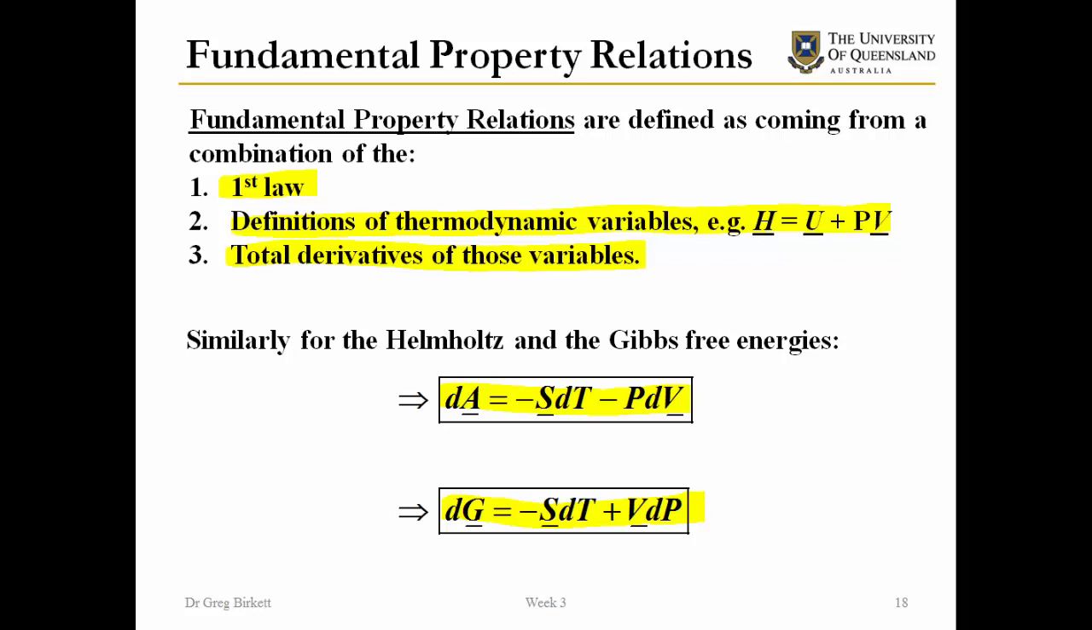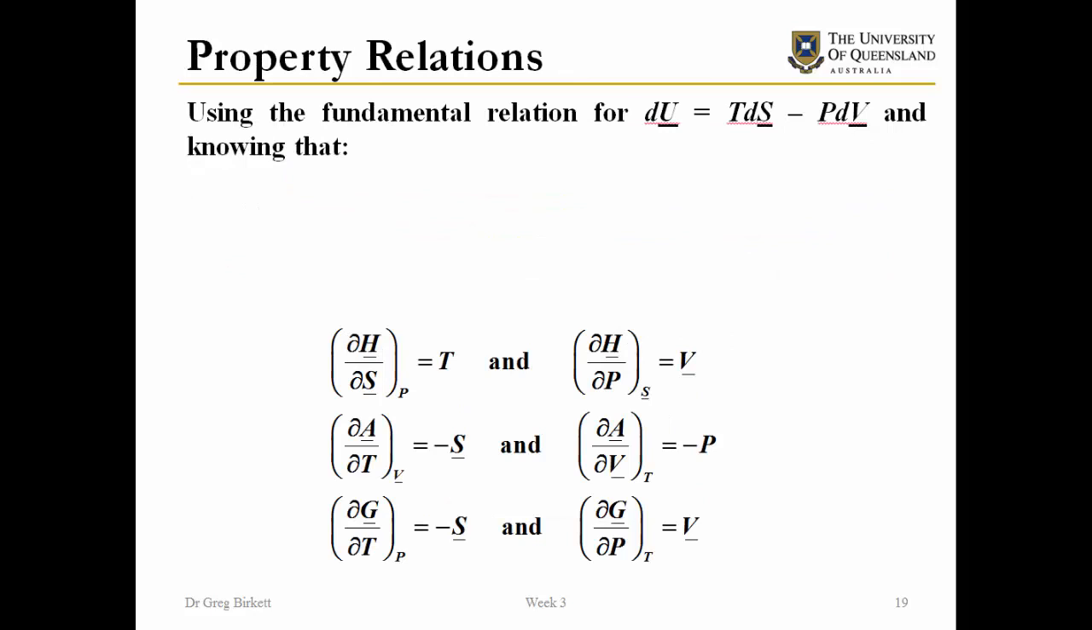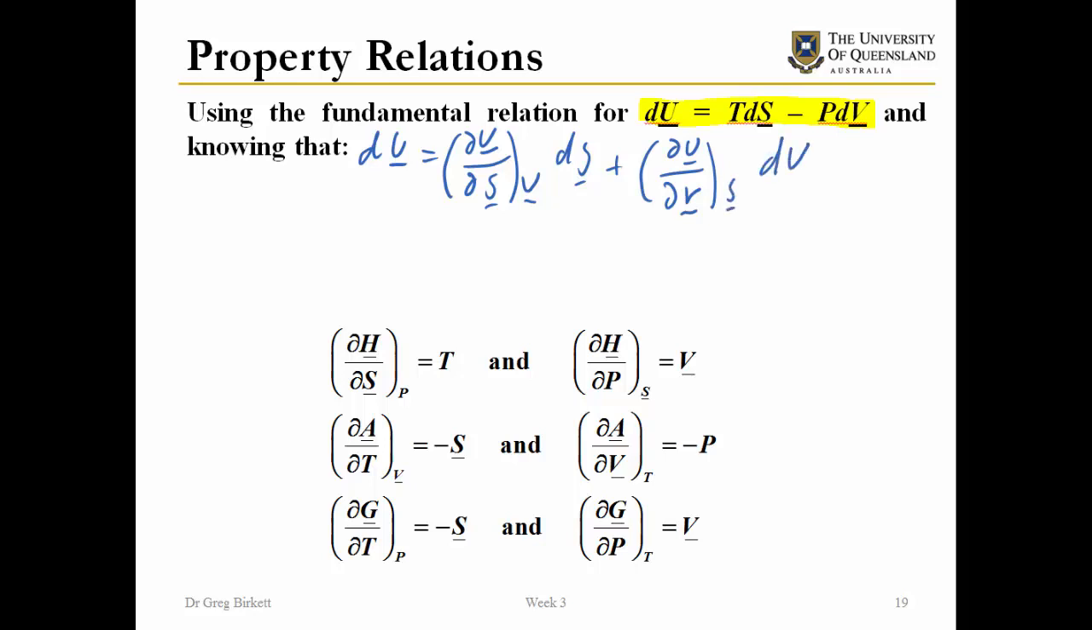Now, we can use those fundamental property relationships to help us get a little bit further down the road to fixing up those dU and dH equations. If we go back to our first fundamental property equation, dU equals T dS minus P dV, whilst we've got this relationship, we also know that the total differential for internal energy has to be equal to the partial differential of internal energy with respect to entropy at constant volume, dS, plus the partial differential of internal energy with respect to volume at constant entropy, dV.